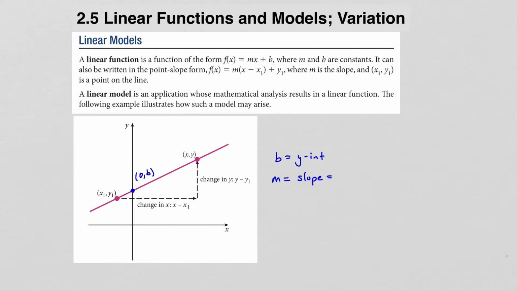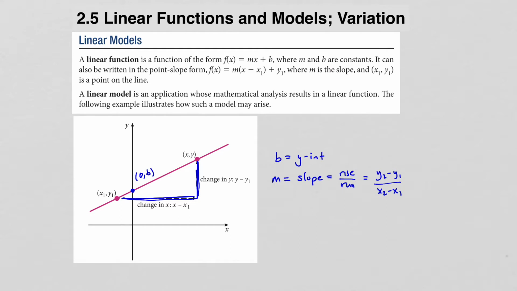And we also know that m is equal to the slope of the line. And the slope of the line is just the change in y divided by the change in x. So we also call that the rise over the run. And you can calculate that by subtracting the y values, y2 minus y1, and then dividing that by subtracting the x values, x2 minus x1. So that's just a quick review of lines.